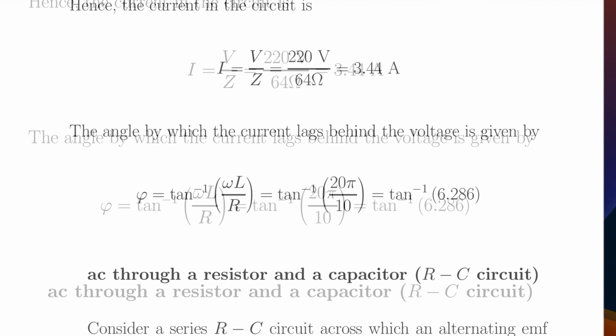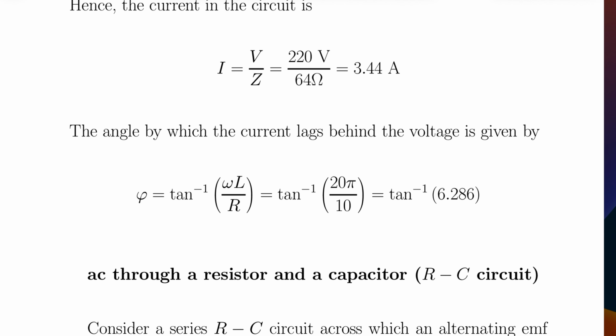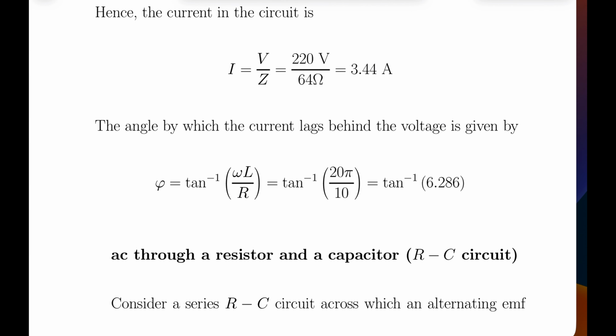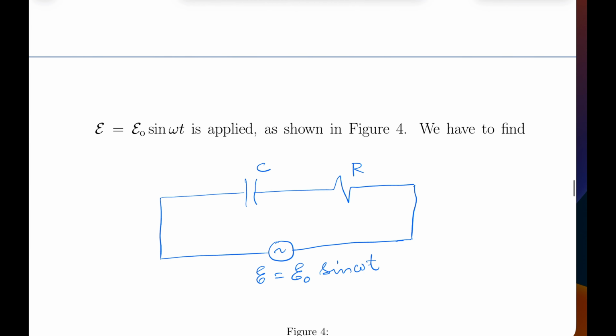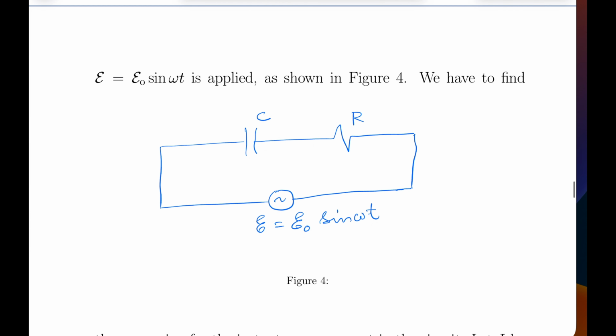Okay? We now come to the flow of AC through a resistor and a capacitor, which is commonly known as RC circuit. So consider a series RC circuit across which we have an alternating EMF equal to E naught sine omega t applied. So this is the capacitor of capacitance C, this is the resistor of resistance R. Across this we have an EMF equal to E naught sine omega t applied.